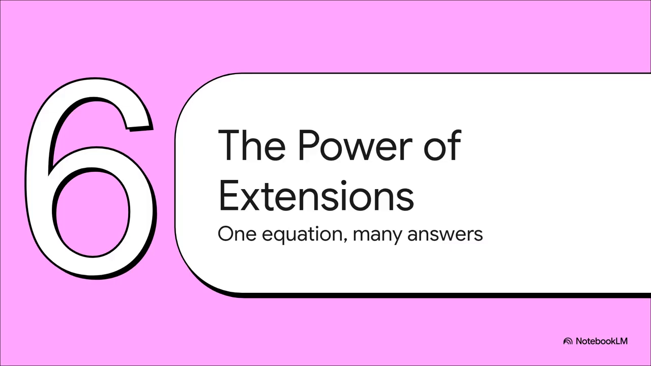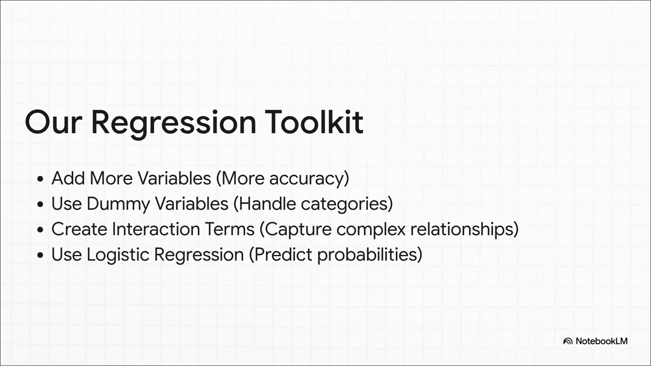That's it. So let's just step back and look at what we've built. We started with this really basic machine that could only use a house's size to guess its price. But by adding just a few clever extensions, more dials, some switches, and interactions, we've turned it into a far more versatile and seriously powerful toolkit. This is our complete toolkit now.